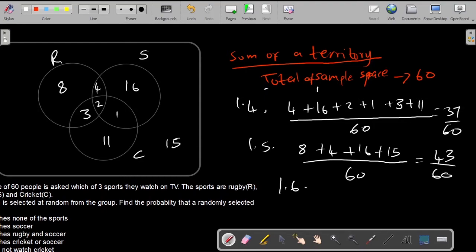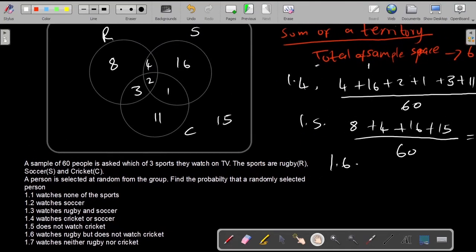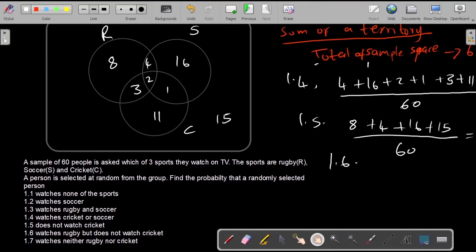Moving on to 1.6. 1.6 says, what is the probability that a randomly selected person watches rugby but does not watch cricket? So let's see. They have to watch rugby, they have to be somewhere in the R, but we have to exclude everything that has to do with cricket. So we're going to exclude that portion that has something to do with cricket because the cricket circle is over here. So you're going to skip that and only focus on that.